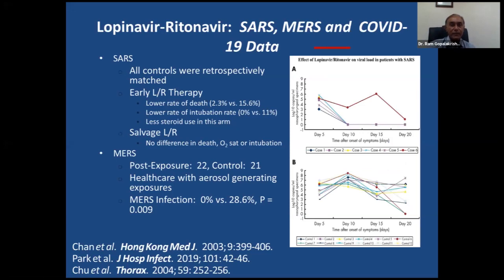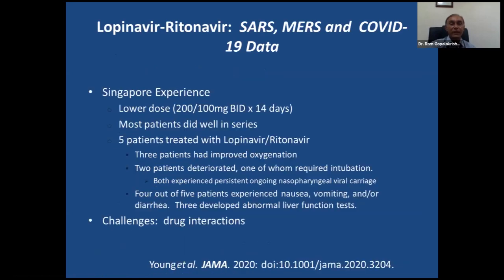The second drug, which has actually been better studied than hydroxychloroquine, is lopinavir, ritonavir. We know from early experience with both SARS and MERS that these drugs were promising. Sorry, lopinavir was promising. You can see a rapid reduction in viral load in this viral load study. In MERS, this drug worked quite well as post-exposure prophylaxis, with no healthcare contact getting infected while on this drug for prophylaxis. There was some very early Singapore experience, about 5 patients with this drug. 3 patients got better, but 2 patients got worse. So really not very promising.